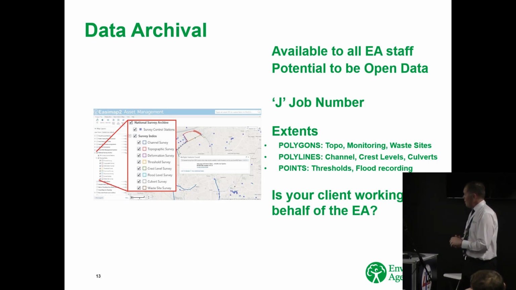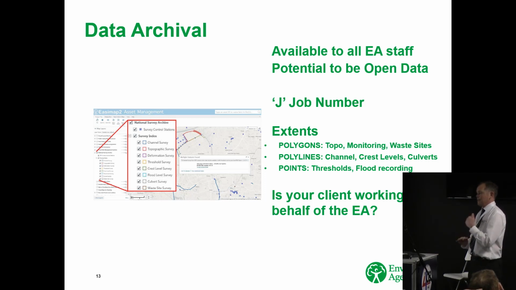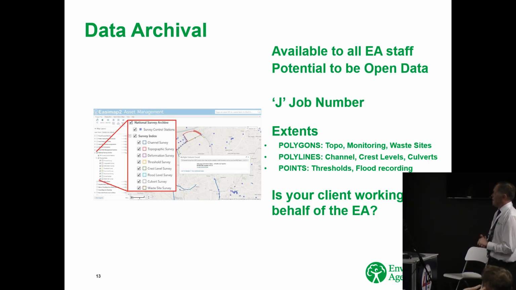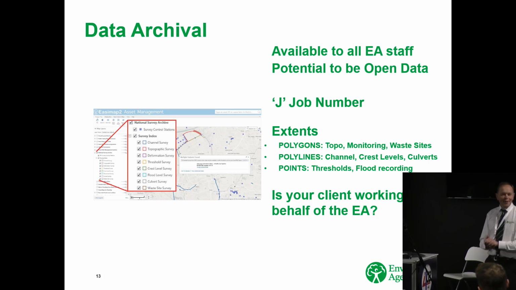Also, we have job numbers, these J numbers for all our work, so that just helps us archive the data. Depending how amenable the contractor is, I say, can you just put this job number on the drawings, so it just makes it easy for us to archive the data for the future. So not an enforced thing, but it tells you how we use the data.